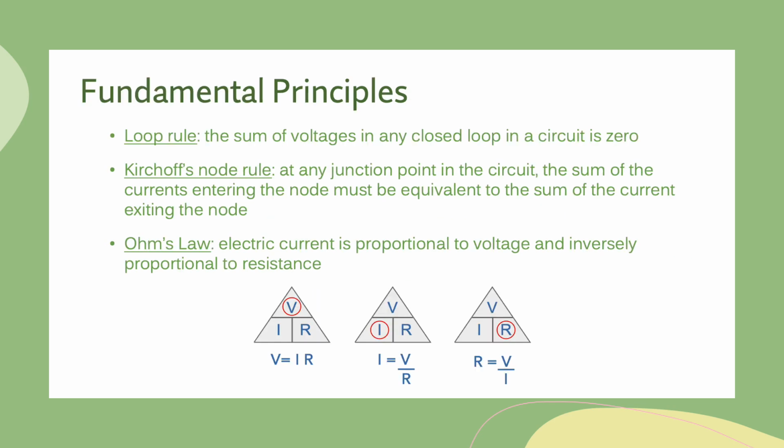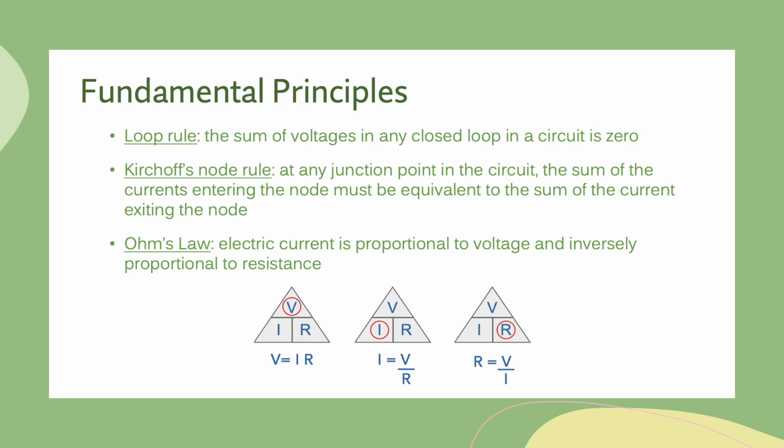The important fundamental principles at play in this lab included the loop rule, which states that the sum of voltages in any closed loop in a circuit is zero, Kirchhoff's node rule, which states that at any junction point in the circuit, the sum of the currents entering the node must be equivalent to the sum of the current exiting the node, and Ohm's law, which states that the electric current in a circuit is proportional to voltage and inversely proportional to resistance.